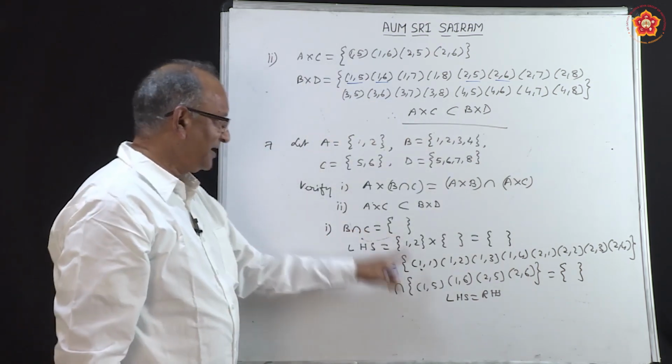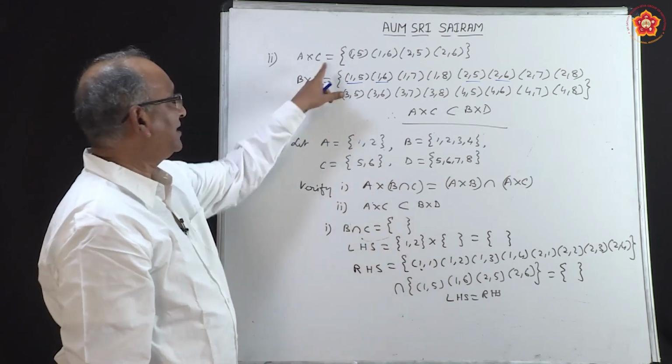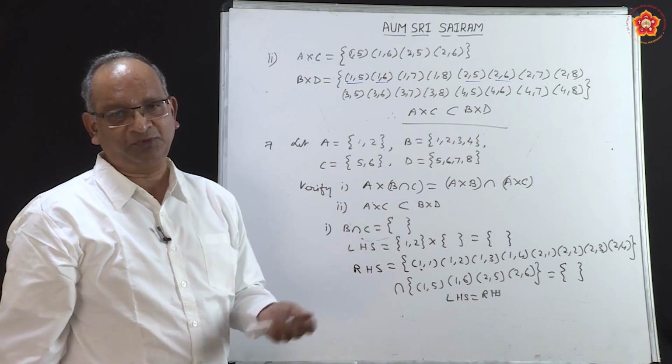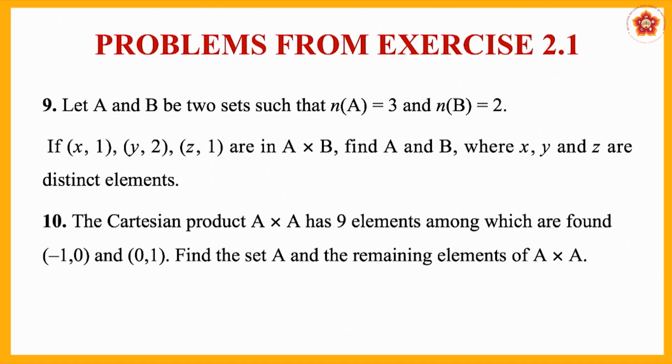This is the result of the first one and this is the result of the second one. Both have been verified. Let us move to the next. He says find A and B. Means what? He has given some elements of A cross B. So, what does A cross B contain according to him?